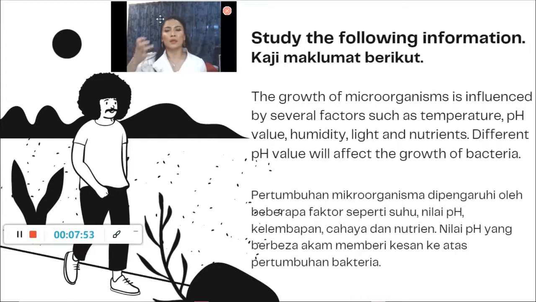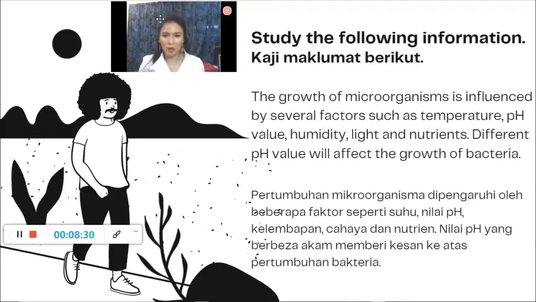Okay, so the growth of microorganism is influenced by several factors, such as temperature, pH value, humidity, light, and nutrients. Different pH value will affect the growth of bacteria. So it's quite obvious here. This question is about which experiment? It is quite obvious, right? They already told you in the last sentence here, different pH value.